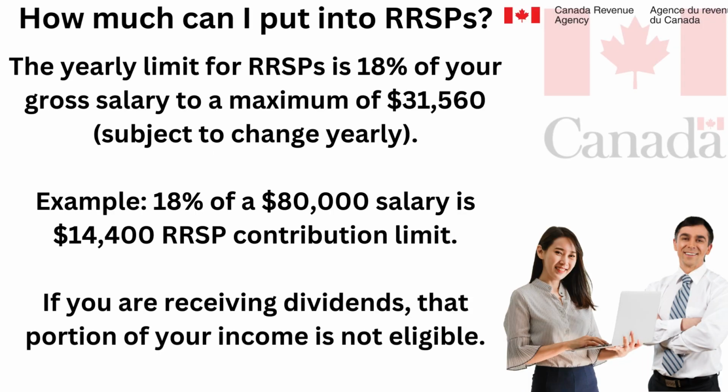So how much can I put into RRSPs? Well, the yearly limit for an RRSP is 18% of your gross salary, up to a maximum of $31,560. This is subject to change yearly. It has steadily been increasing. So taking the example of somebody who's made $80,000, they would have $14,400 as an RRSP contribution limit. That would mean they could contribute that much money from the amount they made this year into RRSPs.